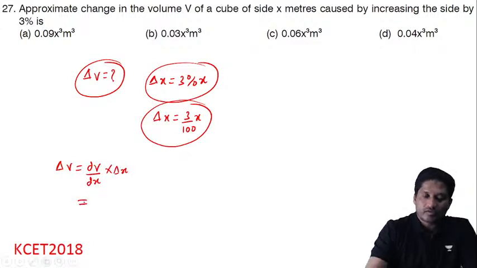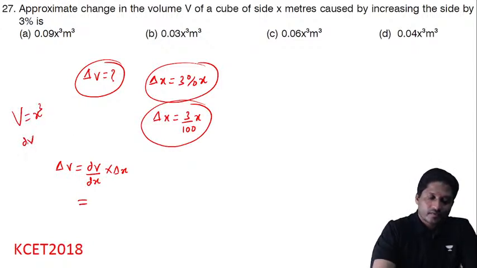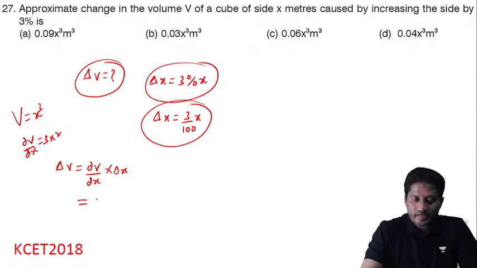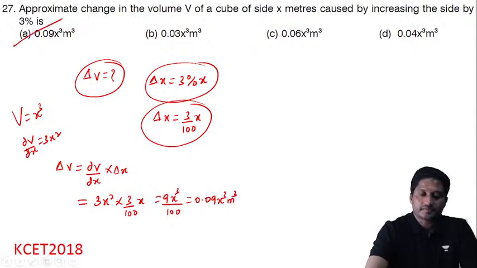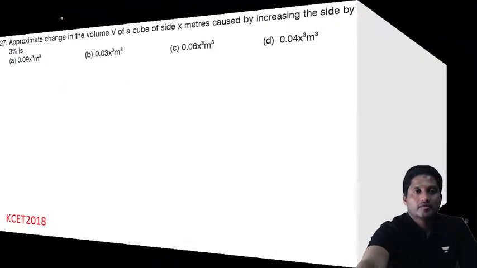Now the volume of a cube is equal to x cube. dv by dx is equal to 3x square. So this is 3x square, and delta x is 3 by 100 of x. This gives 9x cube by 100, which is equal to 0.09 cube. The unit is meter, right? So meter cube. Answer is option A. Let's move to the next question.